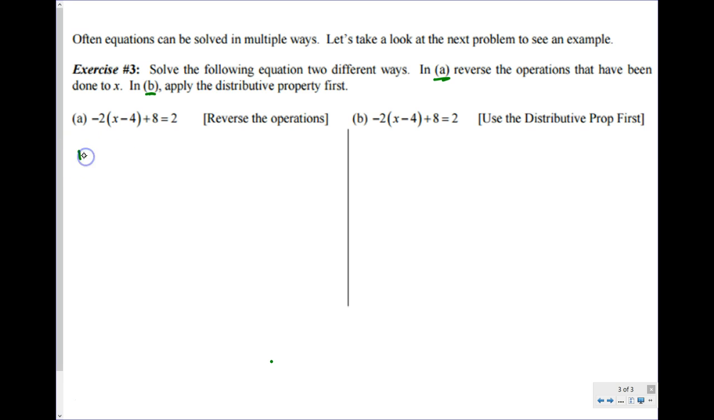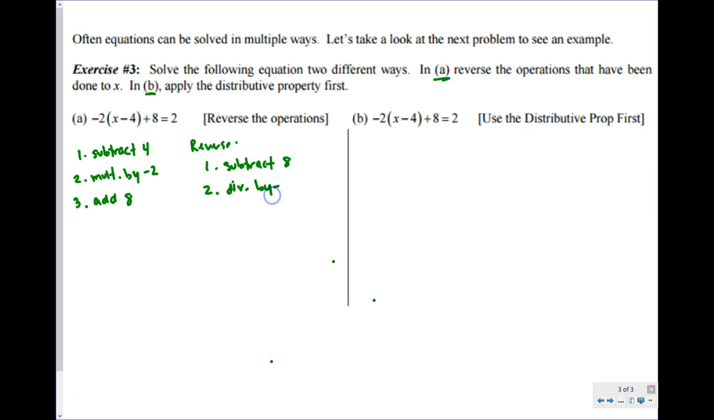So, originally, the first thing that happened to this x was that I subtracted 4. The second thing that happened was that we multiplied by negative 2. And the third thing that happened was that we added 8. So if I reverse that now, the first thing we have to do is subtract 8. The second thing that we have to do then is divide by negative 2. And the third thing is to add 4. Okay, so I just made my list and I reversed it.